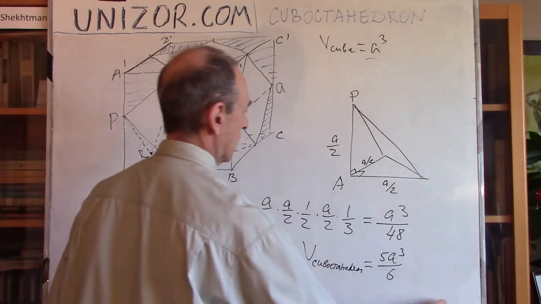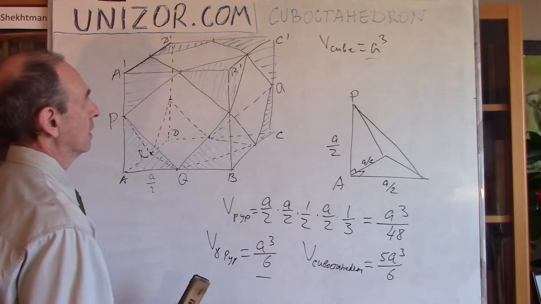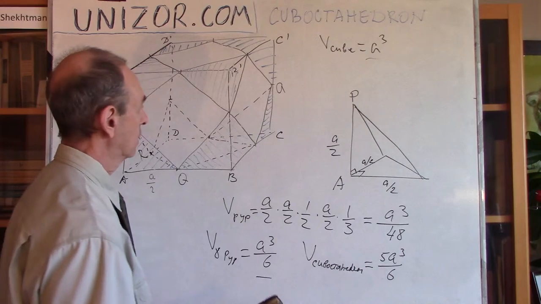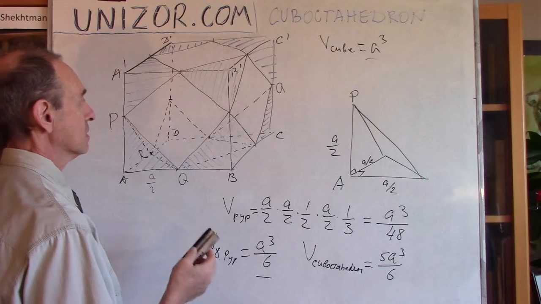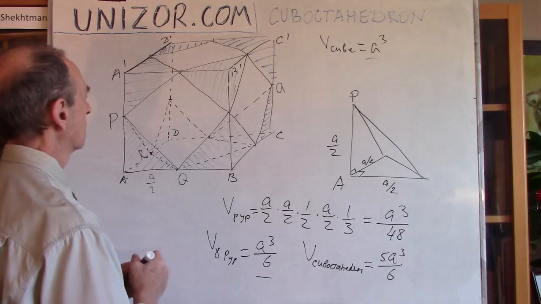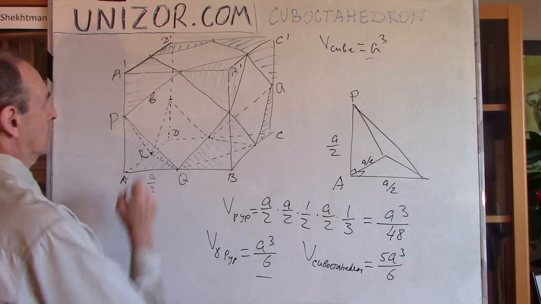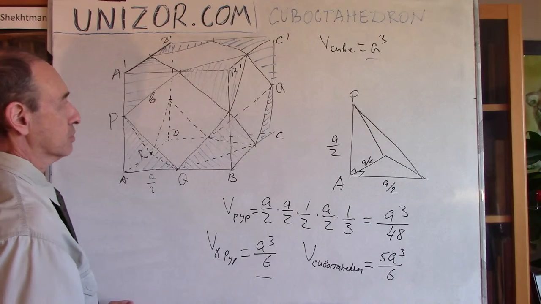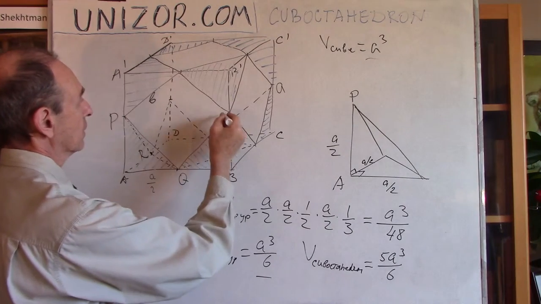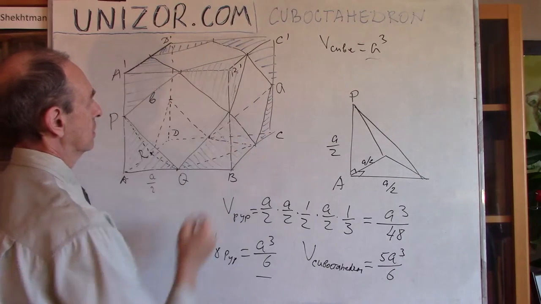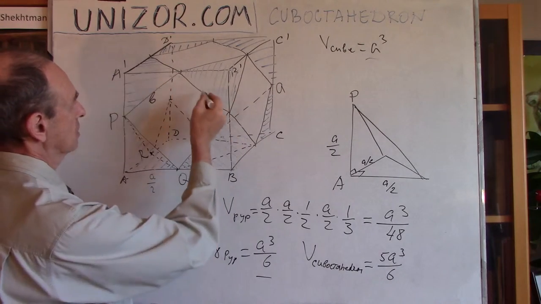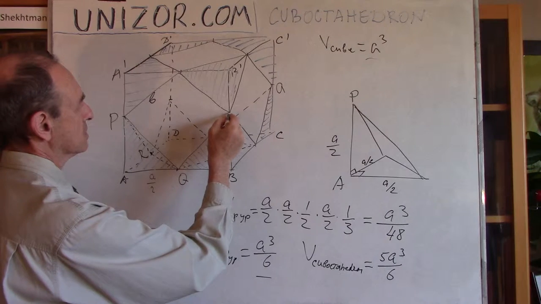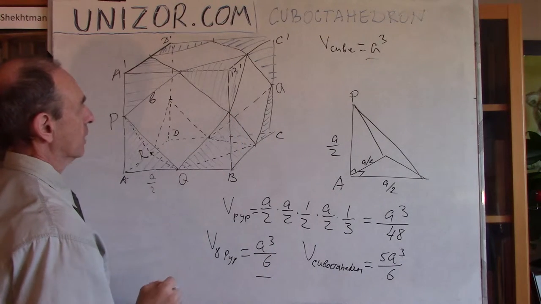Now, incidentally, if we want to calculate the volume of this cuboctahedron in terms of its own property, and its own property is its side, right? So let's call this side B. This and this and this and this and this, all of these sides are equal to B, right? Because they're all, well, not diagonals, it's just the hypotenuse, if you wish, of the triangles with the side A over 2, right triangles.